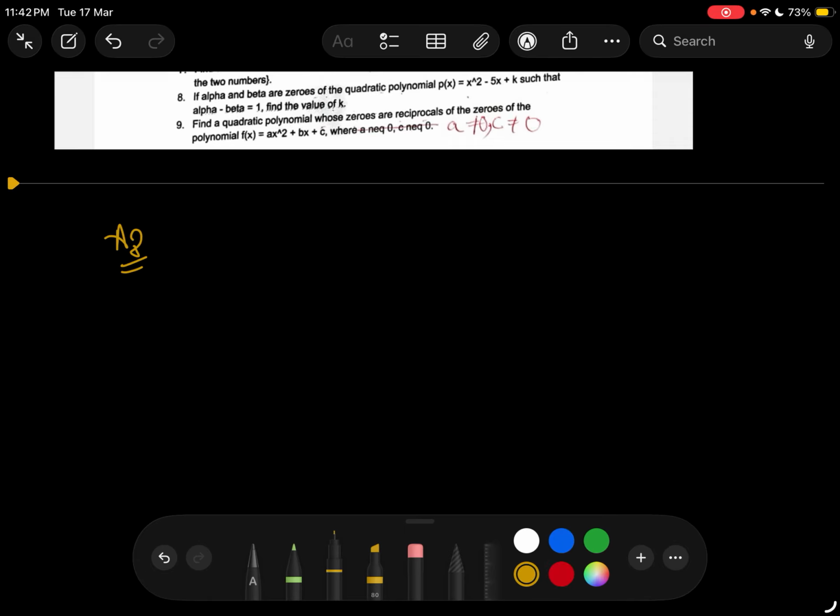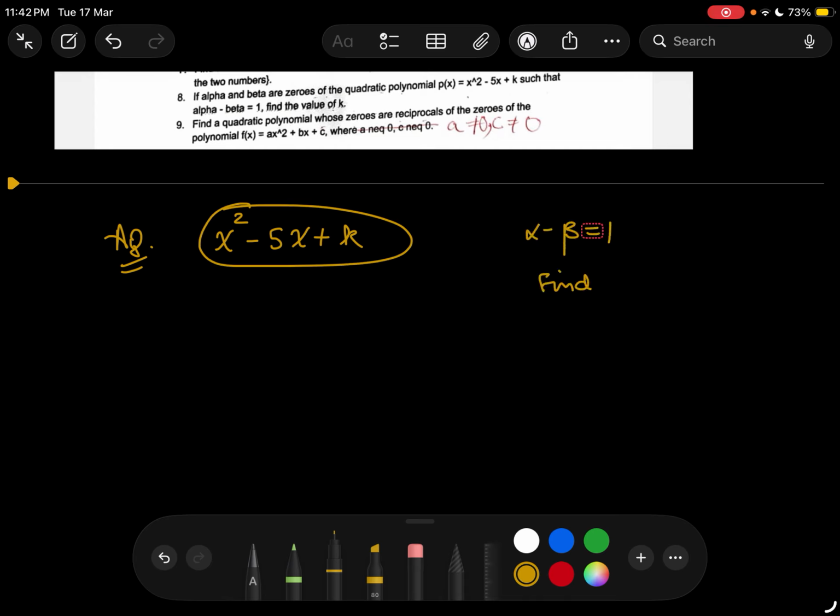Okay, I'll just explain the 8th question here. It says if alpha and beta are the zeros of the polynomial x square minus 5x plus k such that alpha minus beta is 1, you have to find k.